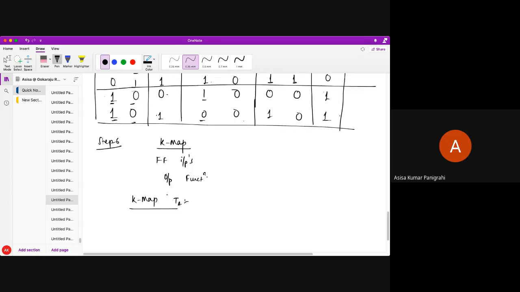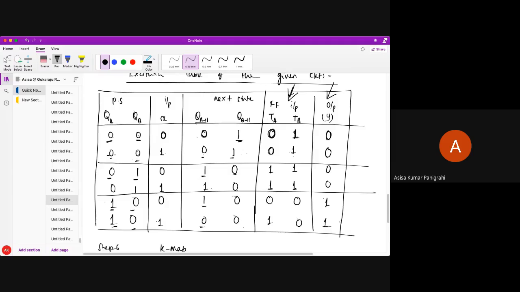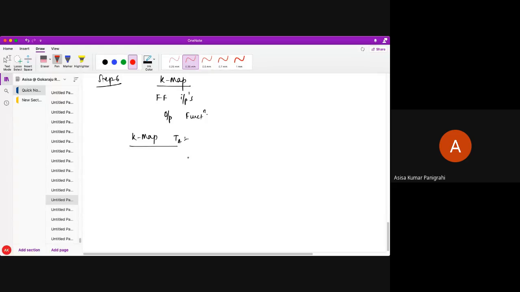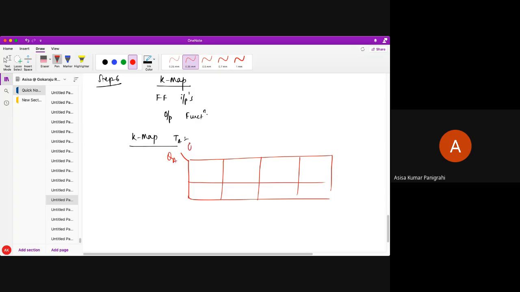What is TA? Here, what are the K-maps I have to do? TA, TB, and Y. 3 K-maps I need. And how many inputs are there? You can see my inputs are QA, QB, and X. So I will be having 3 inputs, so obviously 8 cells. So these are my 8 cells. Okay, QA, QB X, QB bar X bar, QB bar X, QB X, QB X bar. And this is QA bar, QA.